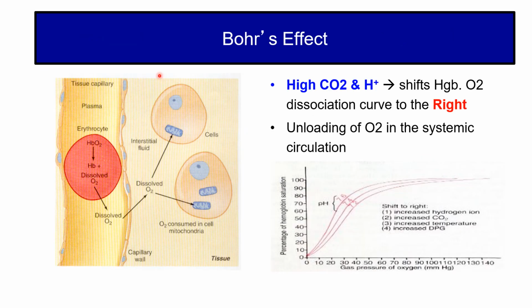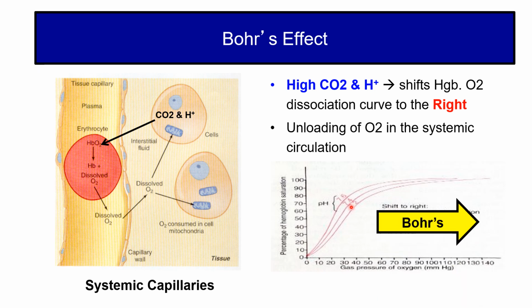Let us now discuss the Bohr effect. It occurs in the systemic capillaries. So this is the RBC with the oxygen bound to the hemoglobin, and these are the cells of the tissue. The cells produce a lot of carbon dioxide and hydrogen, and they're going to cause the hemoglobin O2 dissociation curve to shift to the right. Remember, 2,3-DPG will cause the curve to shift to the right. This will make hemoglobin reject oxygen, and the rejection of oxygen will favor the unloading of oxygen into the tissues.